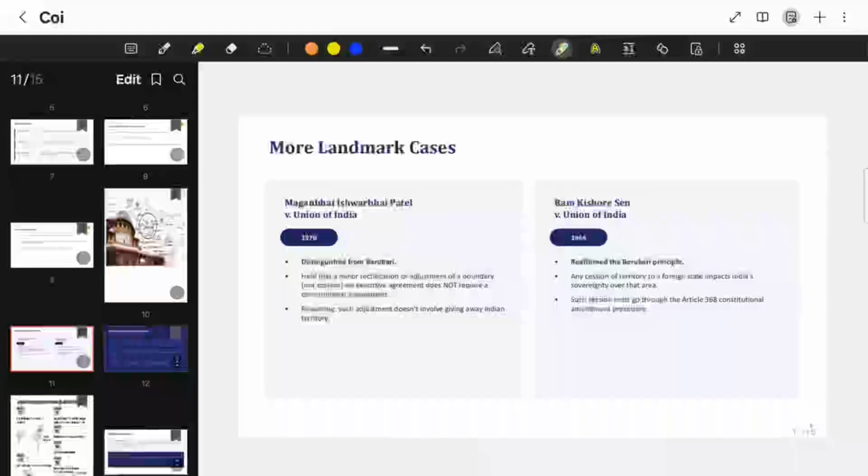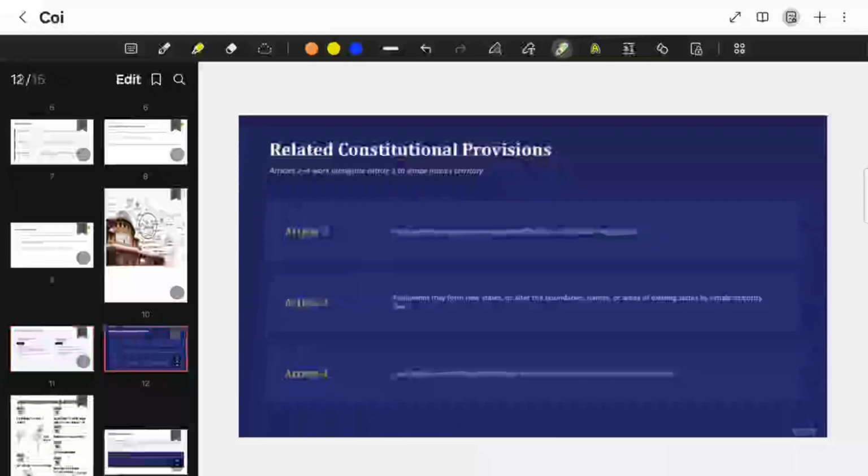Putting these four cases together, we get a very clean rule of thumb. States have no sovereignty against the center. Acquiring land is simple, but giving away Indian territory is constitutionally hard. Article 1 does not work alone. Articles 2, 3, and 4 are its supporting cast.